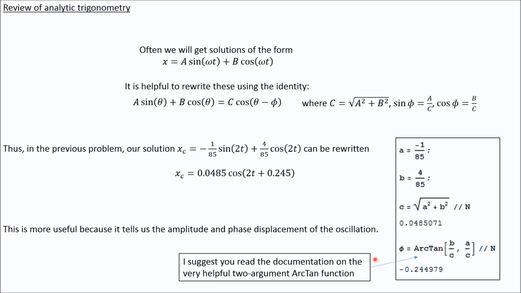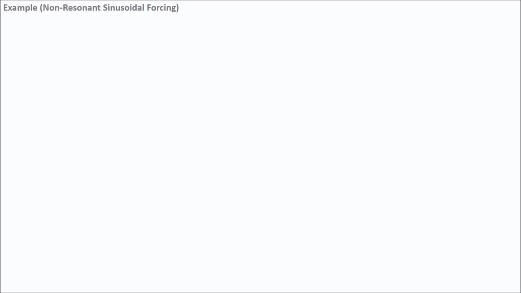Anyway, this computation is done using the generalized arctangent function. I suggest you read the documentation in Mathematica for what exactly the arctangent function does when you put two arguments in. It's very useful for rewriting these sorts of things as a single cosine function. So this is how you find c and phi using this trigonometric identity, and thus you can rewrite these more complicated expressions and figure out what the actual amplitude and phase displacement and frequency are. Well, the frequency doesn't change.